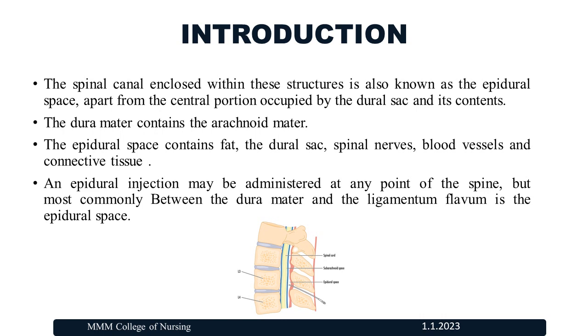Apart from the central portion, which is occupied by the dural sac, and it contains the dura mater and the arachnoid mater, the epidural space contains fat, the dural sac, spinal nerves, blood vessels, and connective tissue. An epidural injection may be administered at any point of the spine, but most commonly between the dura mater and the ligamentum flavum, which is the epidural space.